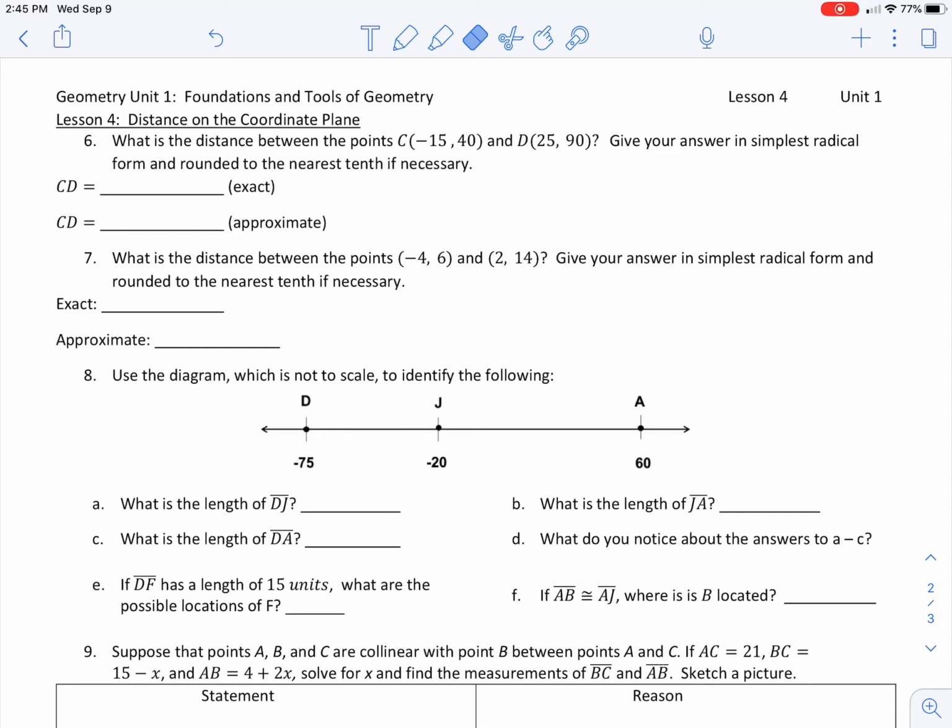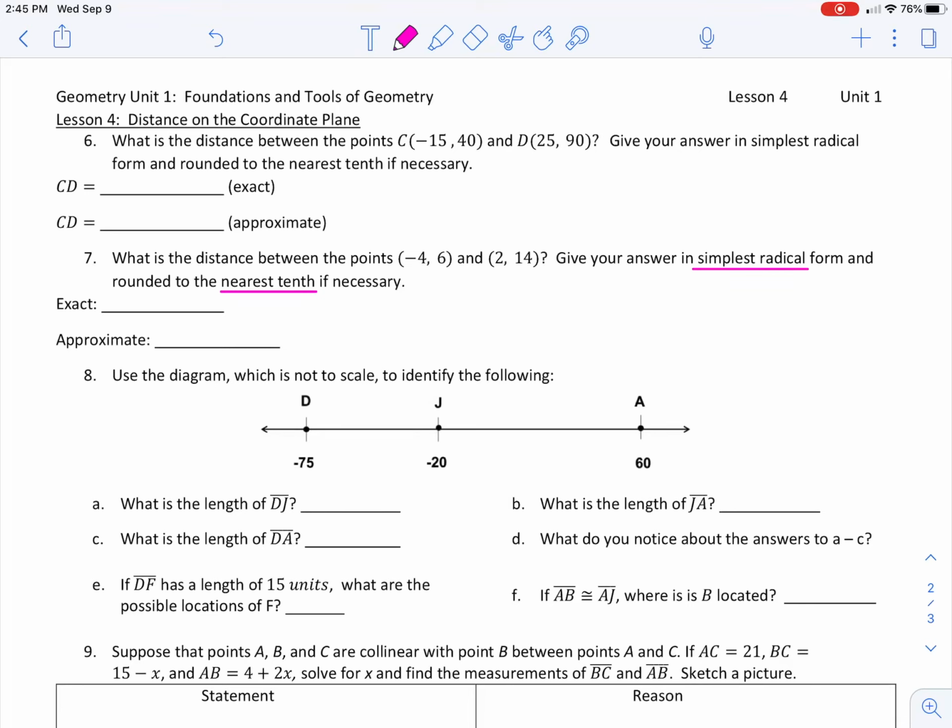With number 7, it says, what is the distance between these 2 points? -4, 6, and 2, 14. Give your answer in simplest radical form, important information, so I'm going to underline it, and rounded to the nearest tenth if necessary. So basically, it wants us to do both. It wants us to put it in simplest radical form, which is the exact, and then it wants us to put it to the nearest tenth, which is our approximate answer.